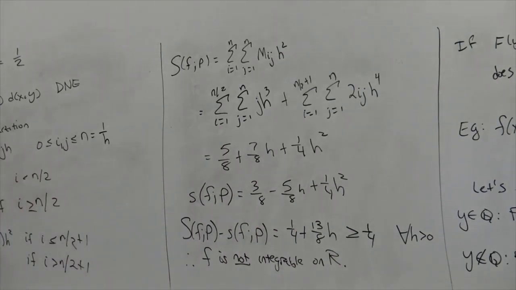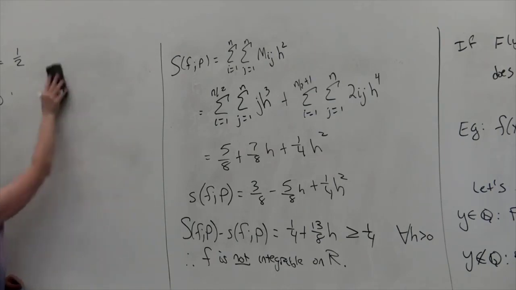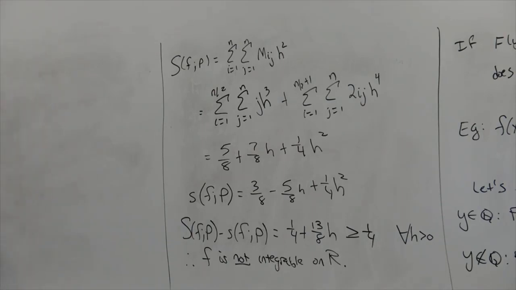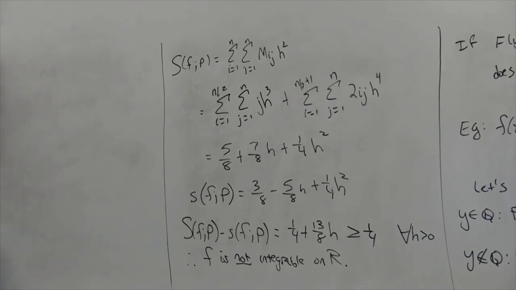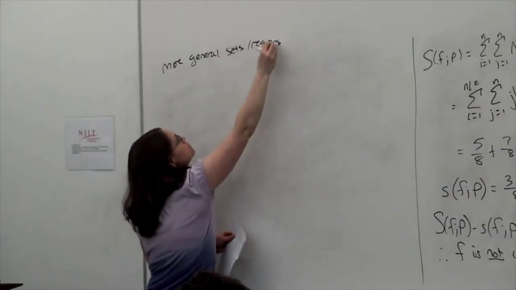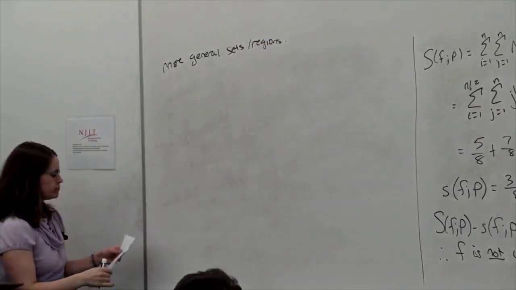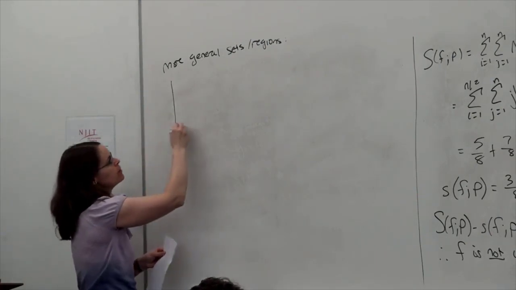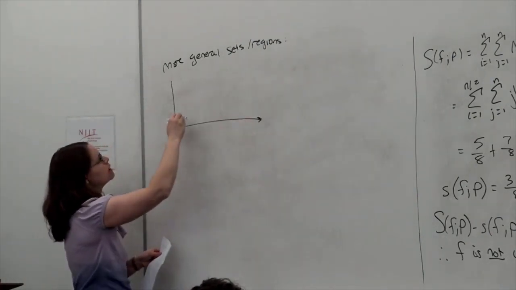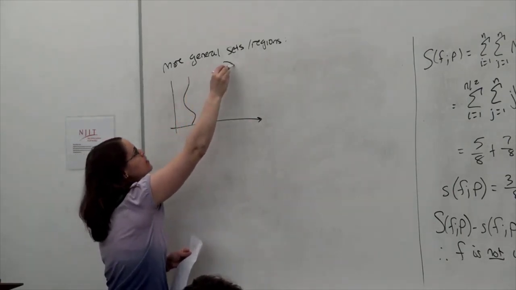Okay, we're not limited to rectangles. So Fubini's theorem that we just proved, we can pretty readily extend to other regions if we can characterize them in a reasonable way. So for more general sets, well, let's be simple.